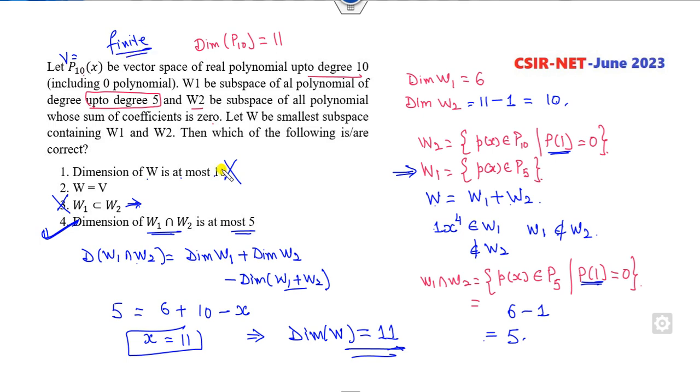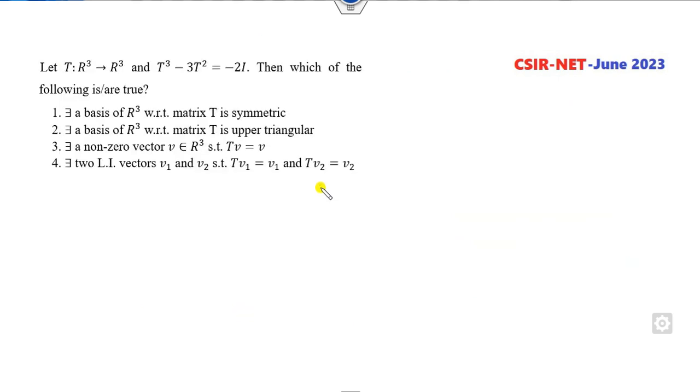As I discussed in the previous example, if the dimensions are the same, you can see W and V are the same, because what is the dimension of V? It is 11. This is my V. The dimension of W is also 11. So both are the same. So the right answer is that B and D are the correct options.